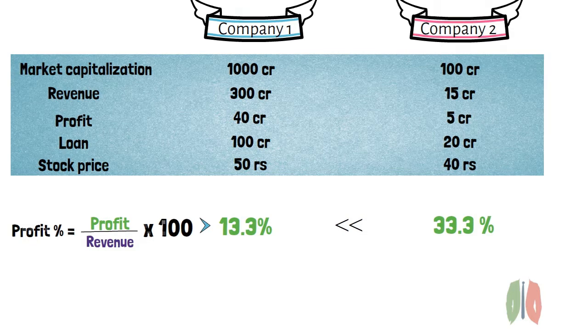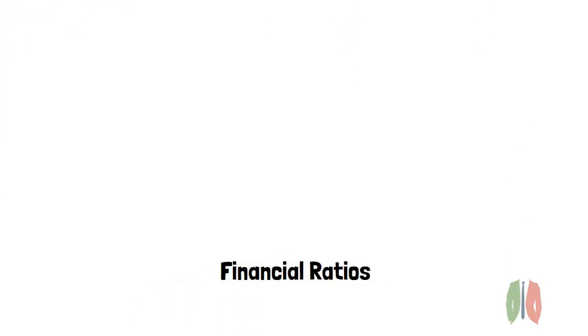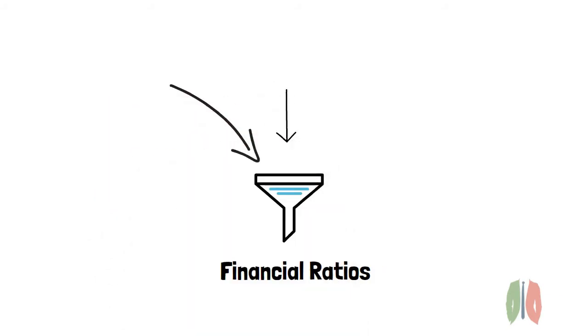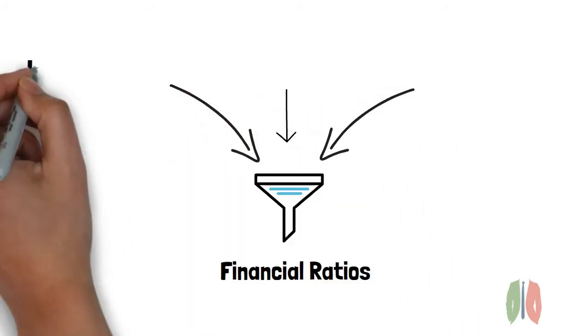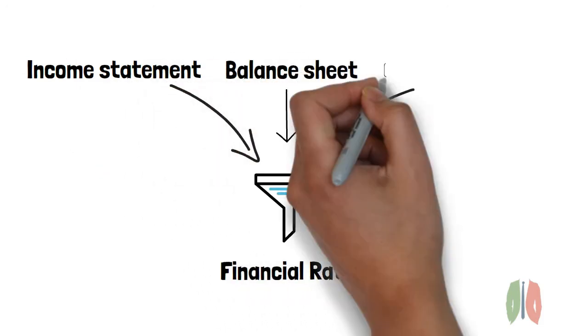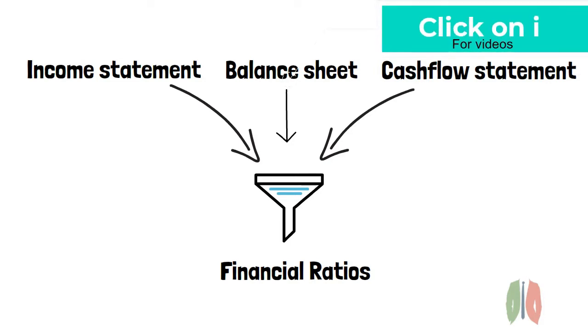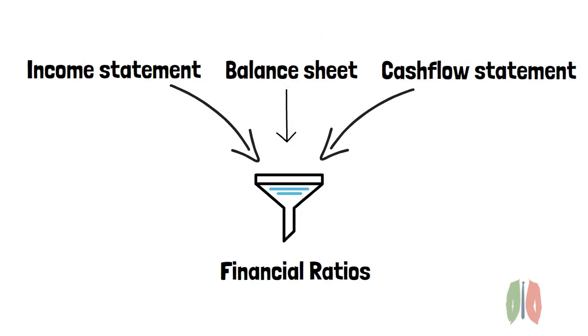With the help of ratios we can choose which company's income statement we should look at and decide whether to invest or not. These financial ratios are derived from the income statement, balance sheet and cash flow statements, which we have discussed in previous videos. Click on the I for the video links shown above. There are many ratios to observe, but due to time constraints we will discuss some of them which are important to beginners.